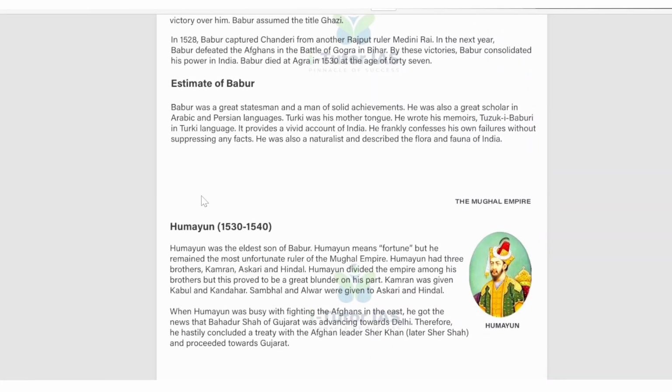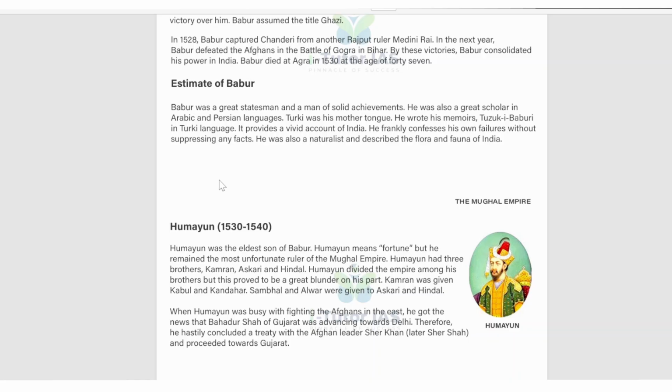And the estimate of Babur is that Babur was a great statesman and a man of solid achievements. He was also a great scholar in Arabic and Persian, and Turkish was his mother tongue. He wrote his memoirs, Tuzuk-i-Baburi, in the Turkish language. It provides a vivid account of India, and he frankly confessed his own failures without suppressing any fact.